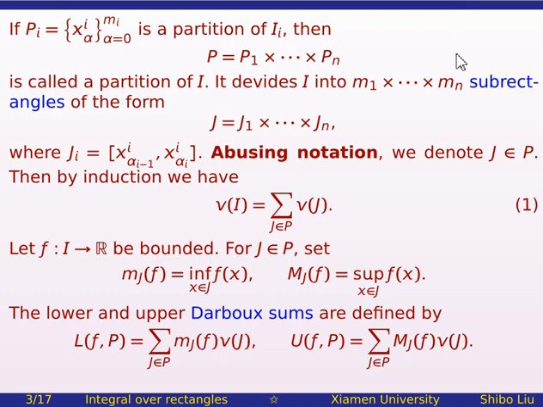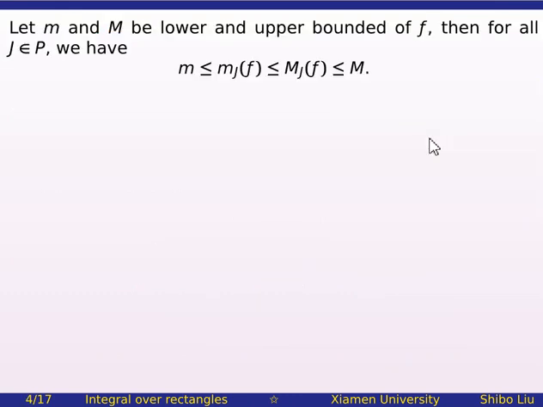Now we study the property of lower and upper sums. Let small m and capital M be the lower bound and upper bound of f. Then given a partition P, and suppose J is a subrectangle determined by the partition P, we have this inequality.